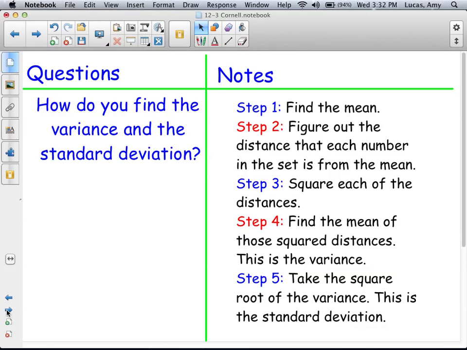Step 1 is to find the mean. Step 2 is to find the distance each number is from the mean, just like we did. But step 3, we have to square each of those distances before we move on to finding their mean and then taking the square root. So the extra steps are step 3 where we square each of the distances, and step 5 where we take the square root.